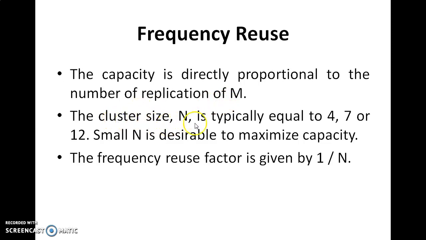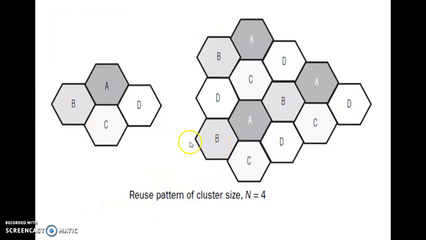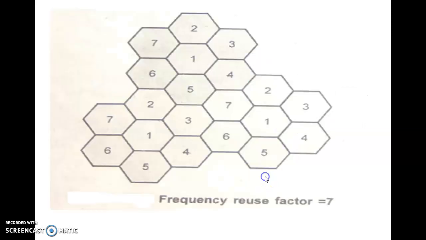The cluster size can be 4, 7, 12 or whatever, but a smaller N is desirable to maximize the capacity. The frequency reuse factor is given by 1 by N. Here, this is a cell, this is a cell, and these 4 form a cluster. So you are going to reuse the pattern of 4, A, B, C, D. Over a larger area, you can see how it is getting repeated, reused.